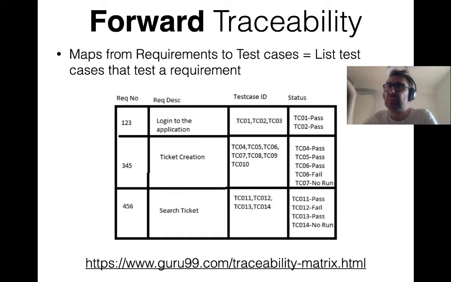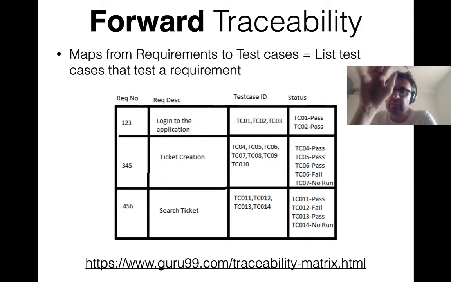So each test case might not test the full requirement, but some aspect of it, depending somehow on this requirement. Forward traceability is often just that in the requirements document or in the requirement system, there is an entry for each requirement. Here you can see it in table shape, but it can be like a web app, or many modern requirements tools have a web-based interface.